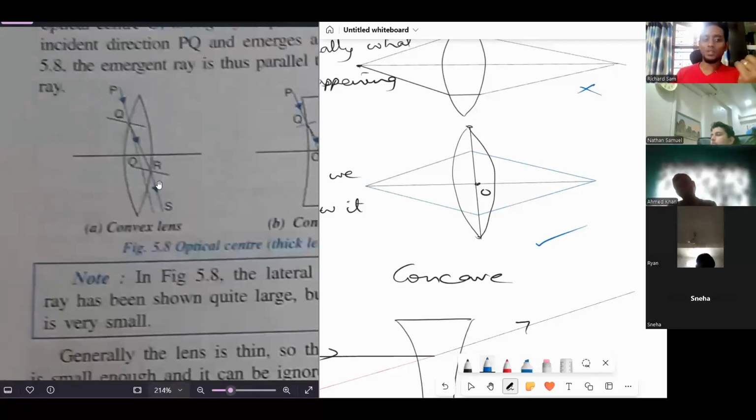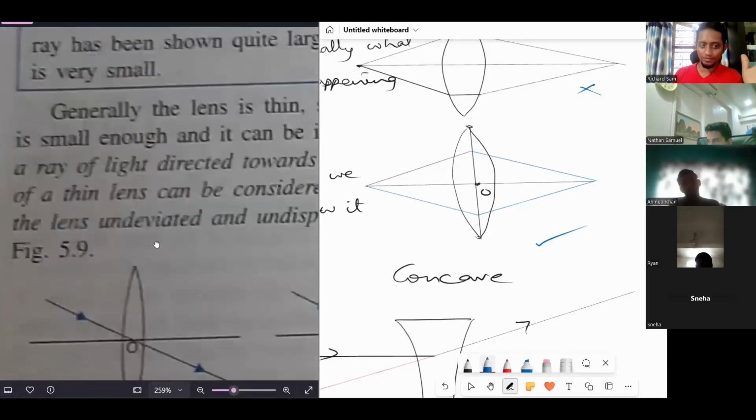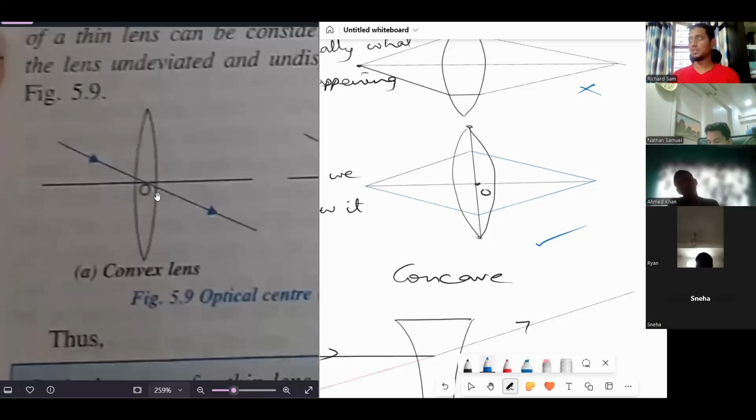In the previous chapter, what did we call this, where the incident ray and the emergent ray are parallel to each other, but it's slightly moved away? What do we call this? Lateral displacement. Okay. So there is a lateral displacement when the light passes through the optical center, but we ignore that, and we draw it like this. Clear now?